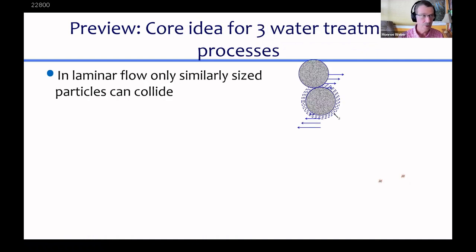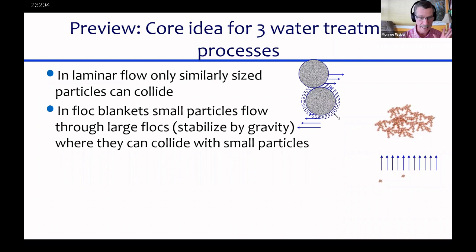Three ideas. So here's one. In laminar flow, where it's viscous dominated, only similar sized particles can collide. In flock blankets, and we'll talk about these eventually, we have water flowing up through a suspension of flocs that are just hanging out because they're settling down as the water is going up. In flock blankets, it is possible for small particles to collide with big particles.